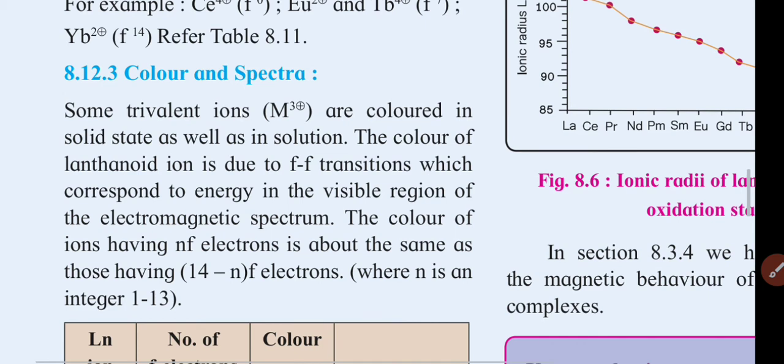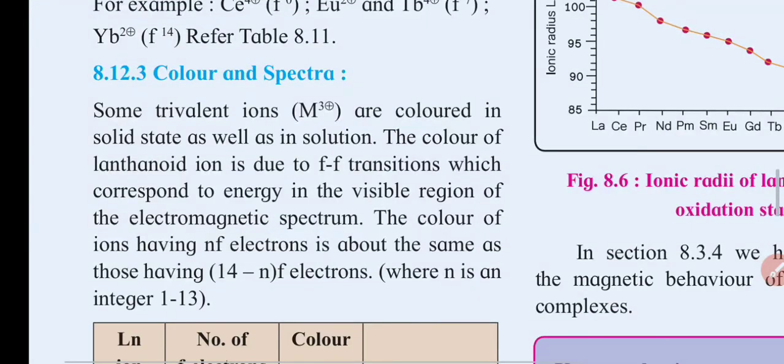Now we will study the color of lanthanoids. The color of a lanthanide ion depends upon the number of unpaired electrons. Lanthanide ions exhibit color due to f-f transition, that is transition of an unpaired electron from an f orbital of lower energy level to an f orbital of higher energy level. The color of a lanthanide ion is due to the absorption of light of a certain wavelength and transmission of light of other wavelengths in the visible region.